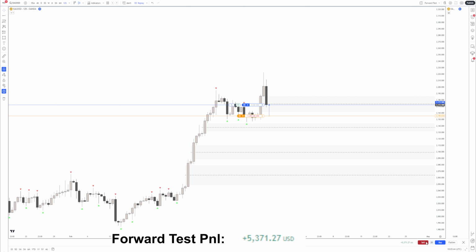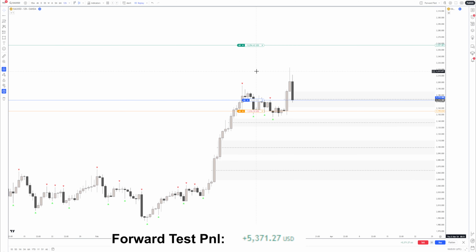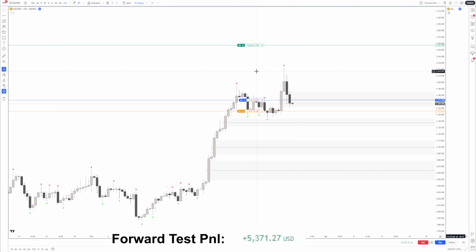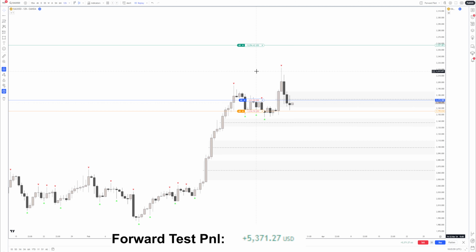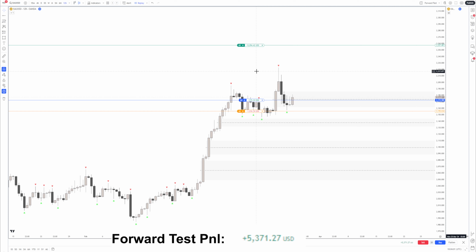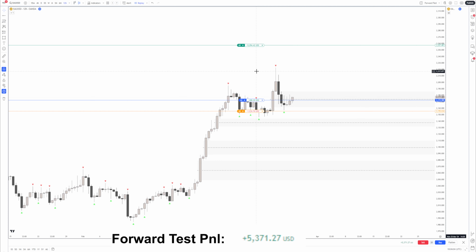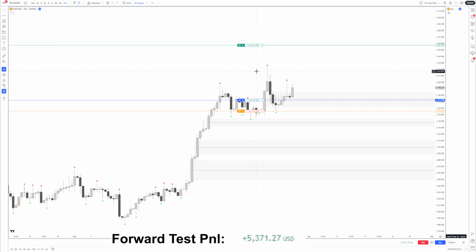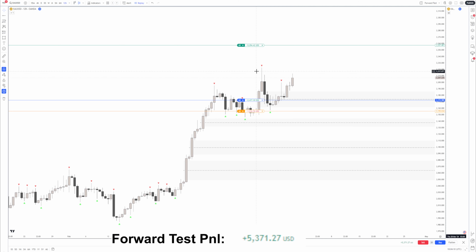With a B setup, we're going to go with half the percentage size, and we're going to go for a 5-to-1 again, which is up there, and let's see what happens. Do we get stopped out again, or do we carry on going up? Okay, wow, almost got stopped out, and we have some wick rejections, but price is going up higher.